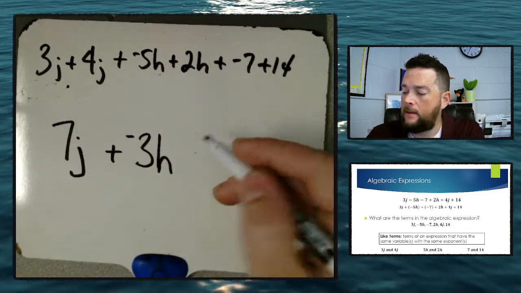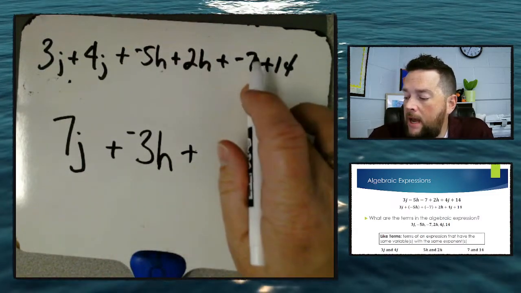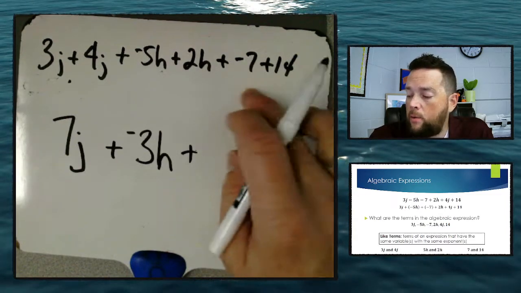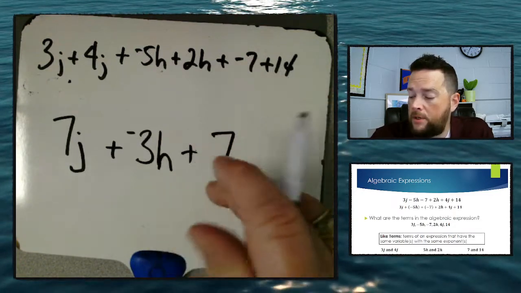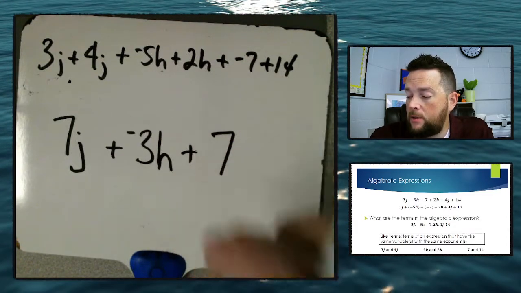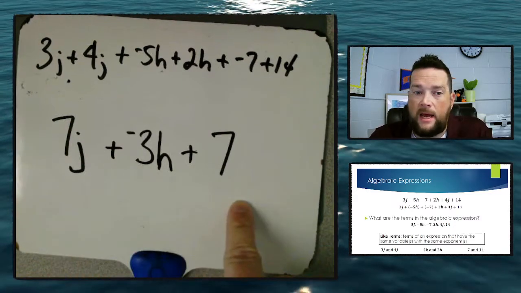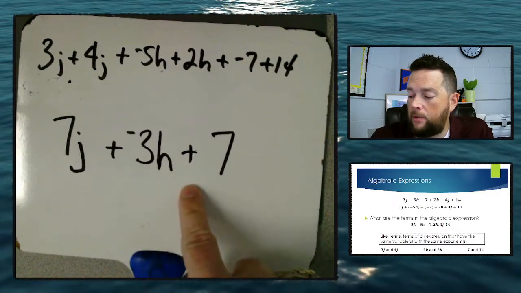And then finally, I've got my negative 7 and a positive 14. And I know a negative and a positive, they're at odds with each other. So they're really going to subtract them and keep the sign of the larger number. The larger number was 14, so it's positive. So that's going to be positive, just like that. So now I've combined the like terms. I've got 3j plus negative 3h plus 7.